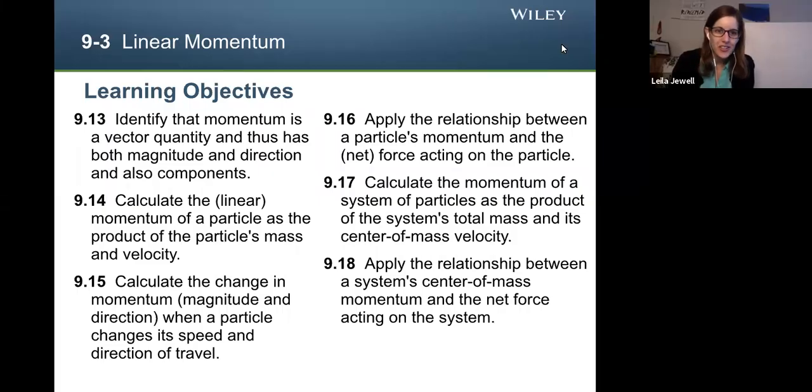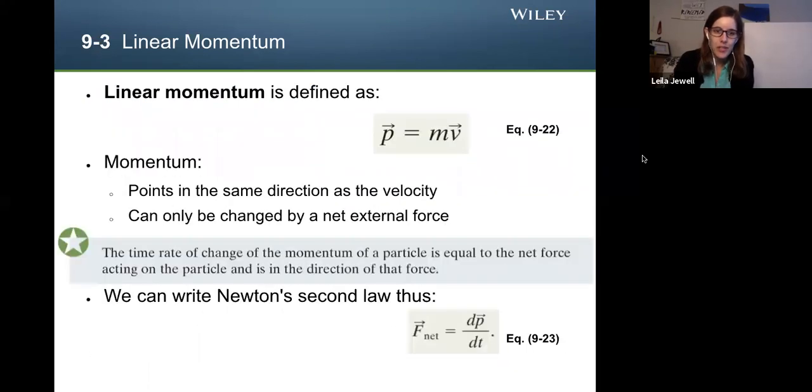Section 9-3, linear momentum, which we got to see a little bit in lab just before the break. So linear momentum, as we discussed, is defined as p, we use a p for linear momentum, is equal to mass times velocity. Now note, this is a vector equation, right? There are the arrows above it, and that shows that direction here does matter.